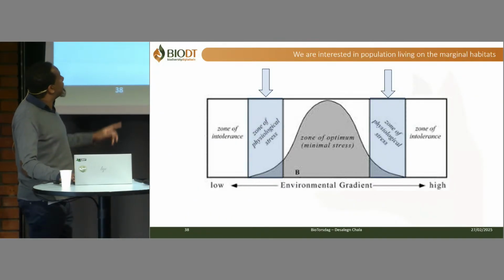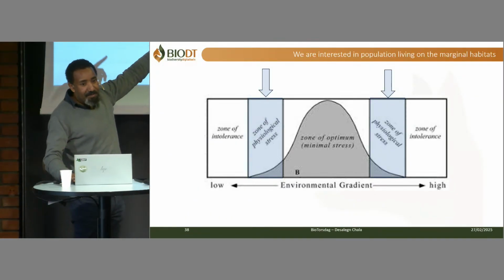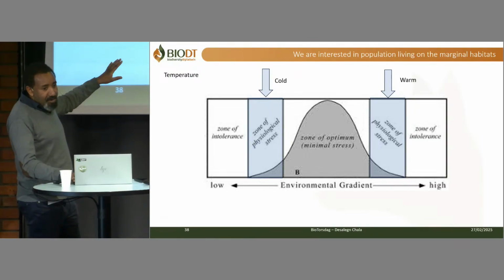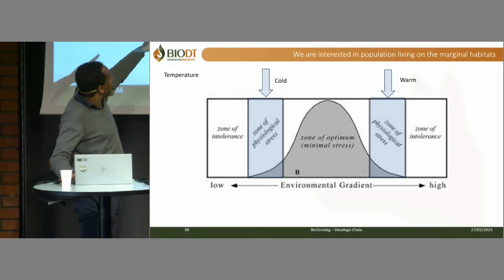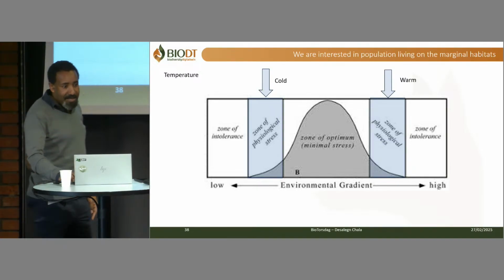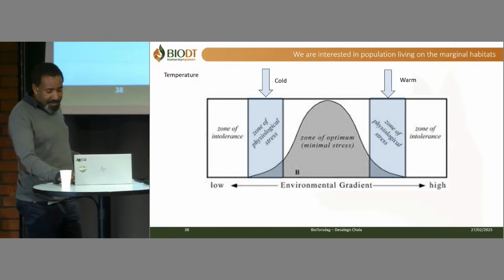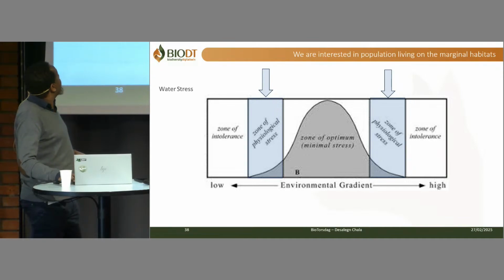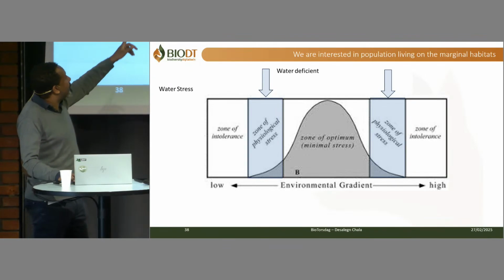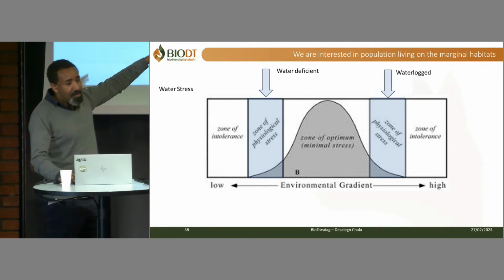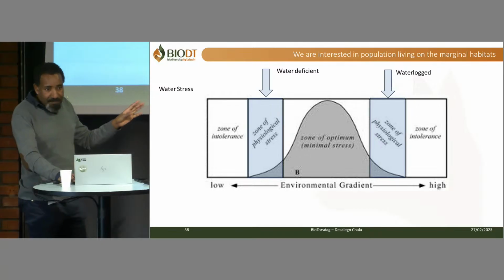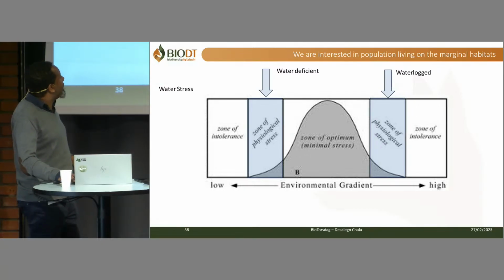Literally, what we are interested in is populations which are living on the margin. For example, if this is temperature, we are more interested in the populations growing in the cold and in the warm areas, because that's what we are breeding for. If you consider water stress, we are more interested in populations living in water-deficient areas and populations living in waterlogged areas where oxygen is less available.